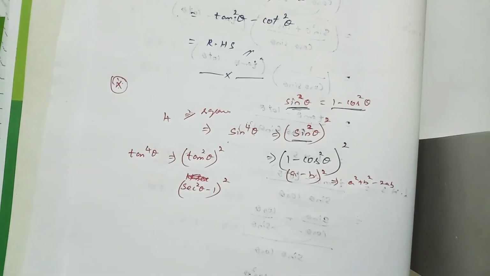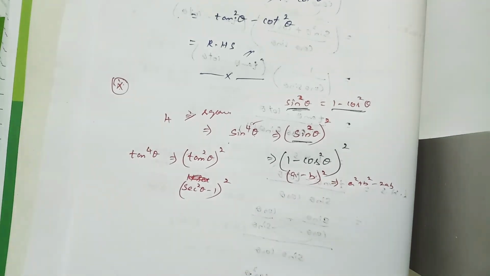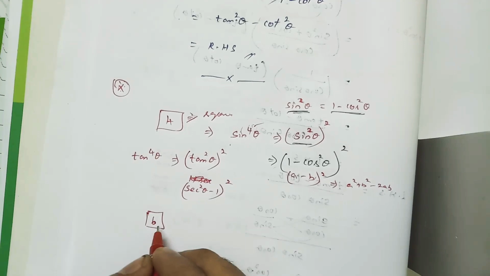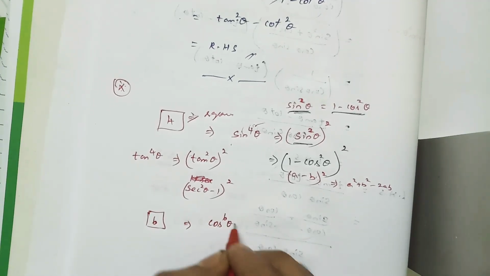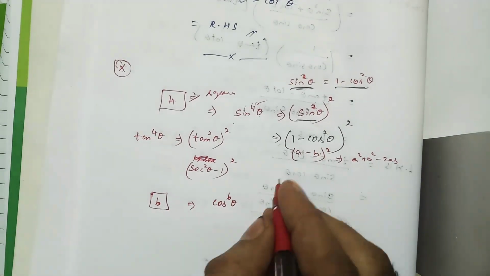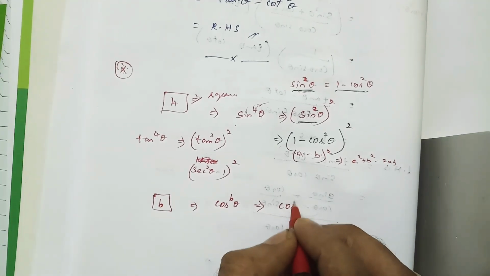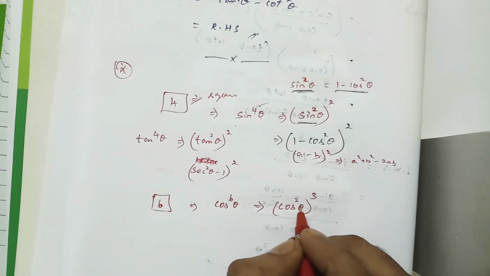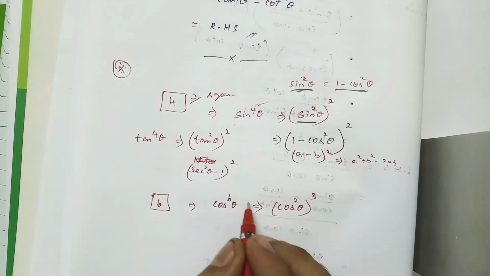If you know the formula, we can easily do it. Suppose the power is 4, we write it like this. Suppose the power is 6, how do we want to write it? For example, cos power 6 theta. How are we going to expand? This is very simple. Cos power 6 theta is equal to cos square theta the whole cube, 2 power 3. So 2 into 3, 6. Cos power 6 theta, right?